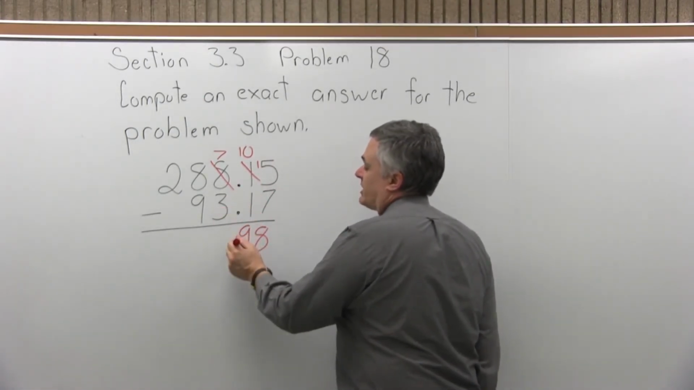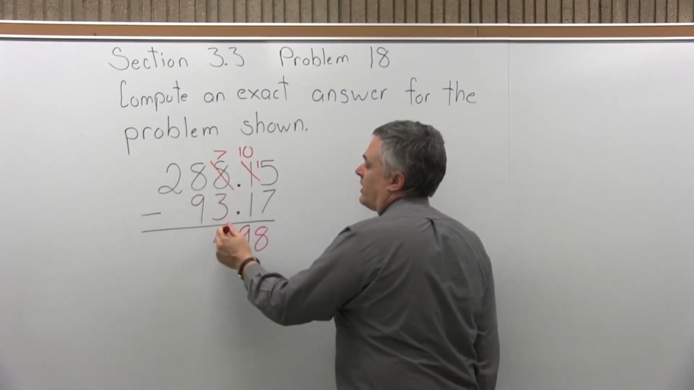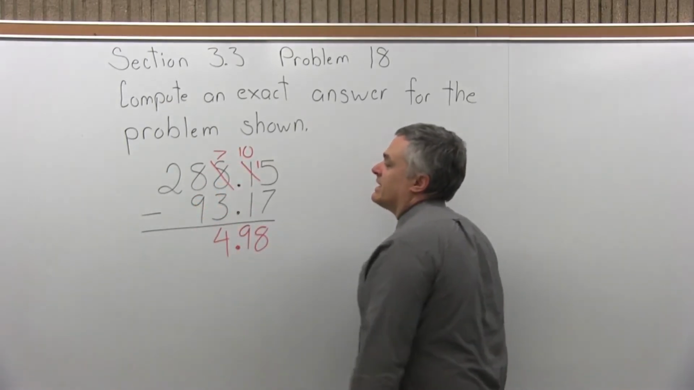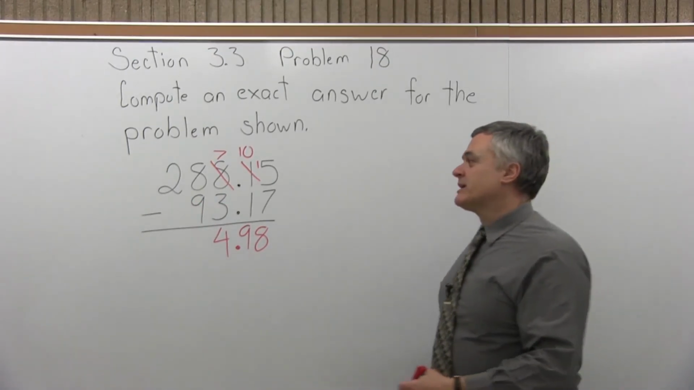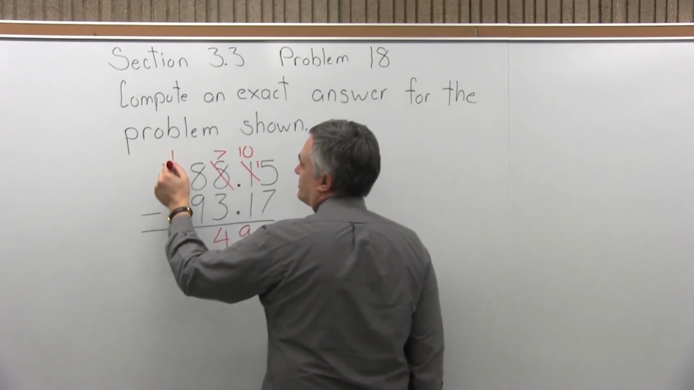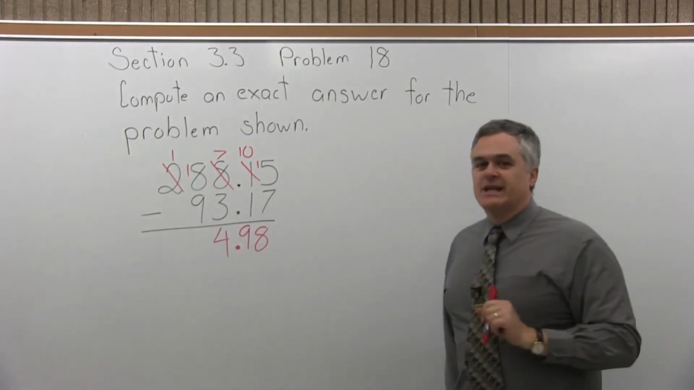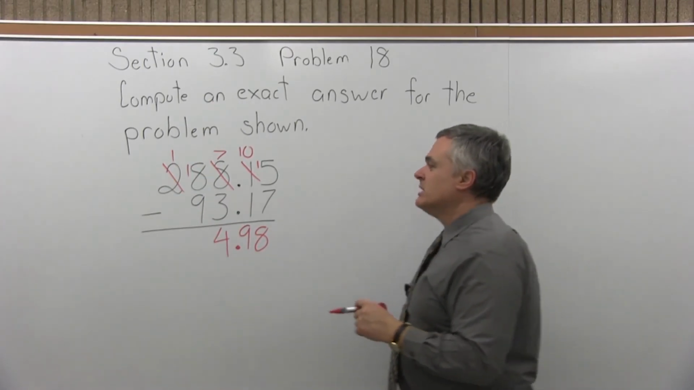Now that decimal can come straight down. Then I have 7 minus 3 is 4. 8 minus 9, again, the 8 is not big enough to subtract 9, so I have to borrow. So I go one digit to the left, cross it off, reduce it by 1, the 2 goes down to a 1. Now the 8 can be written as an 18 now that I've borrowed.